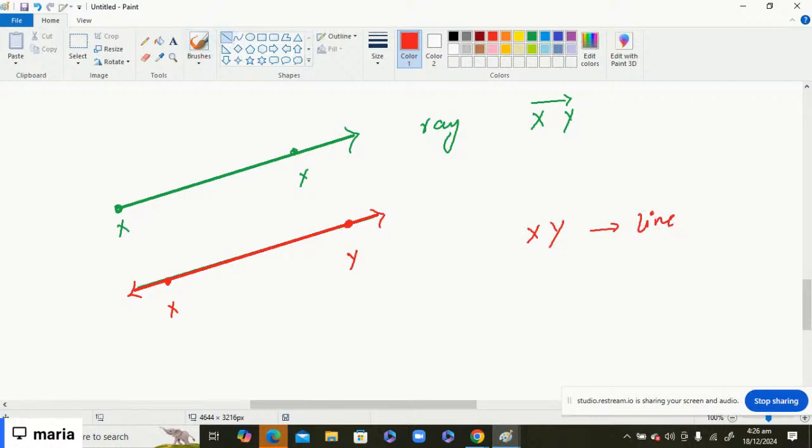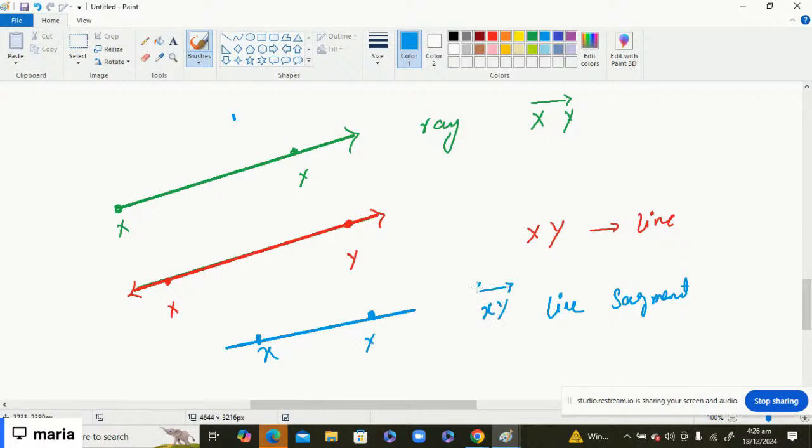Now what is the line segment? Only these two points, and there is no arrow, so you can say a line segment. For example, this is x and y, so you write it x, y like this way. Okay, this is the difference between the ray, line, and the line segment.